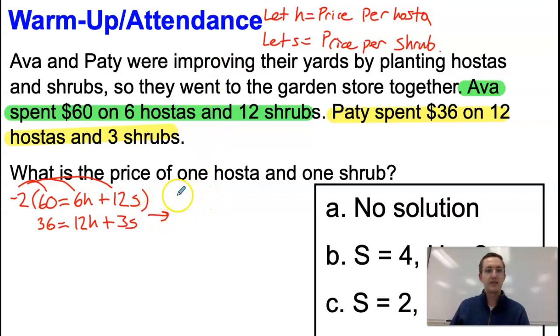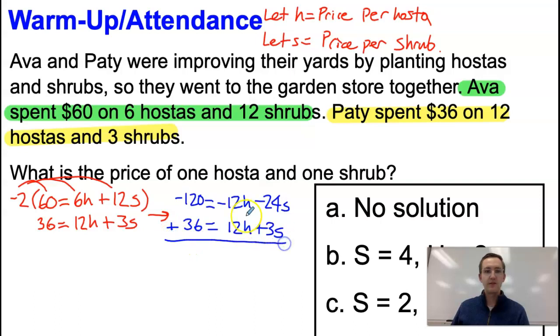So if we distribute that -2 in the top equation, we get -120 is equal to -12H, and then minus 24 times S. The bottom equation stays the same. We've got 36 is equal to 12H, and then what do we got? Plus 3S.